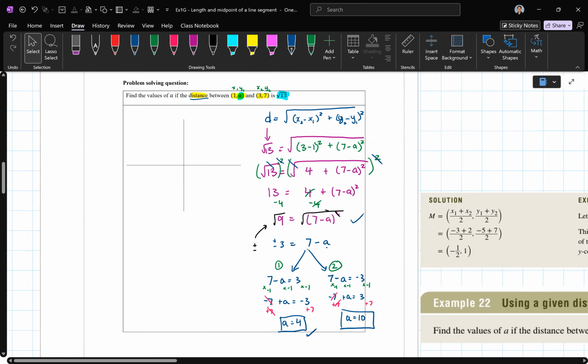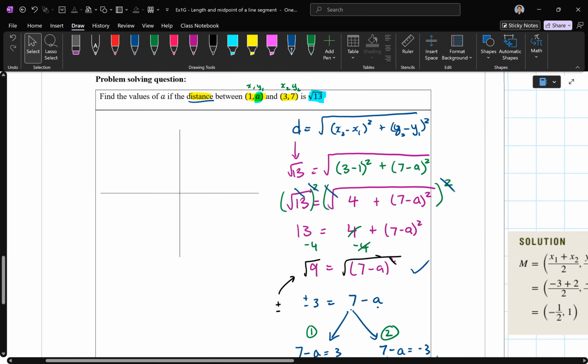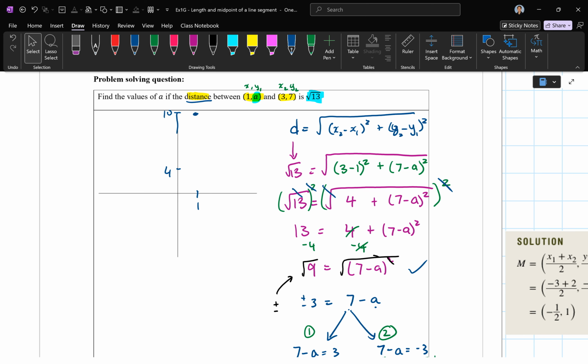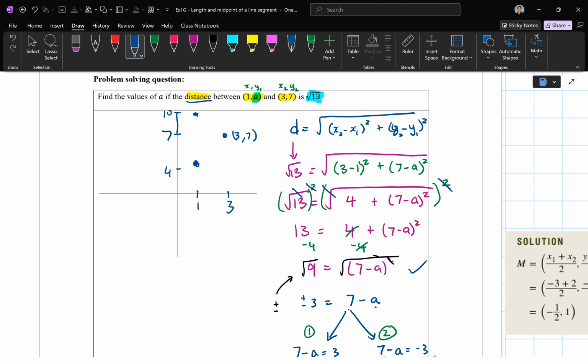So that means in your 2 points there, you could have the point 1, 4 and 1, 10. If you think about it in a graphical sense, 1, 4 or 1, 10, these 2 points, and the other point was 3, 7. It must mean that you could have 2 possible lines that connect to 3, 7. So you could have A be 4, and then A could have been 10. That way you've got 2 potential points to make a straight line.